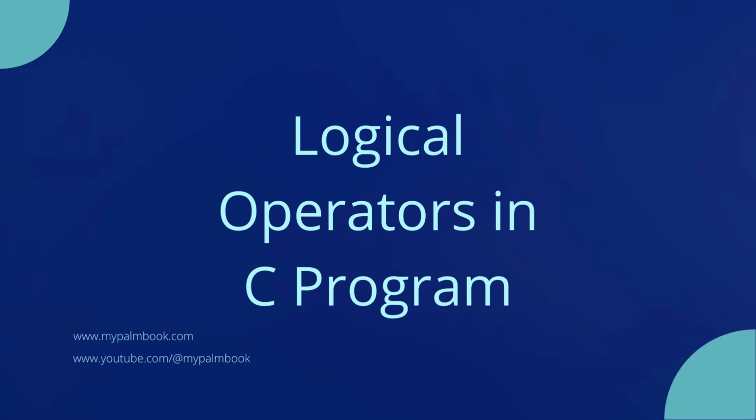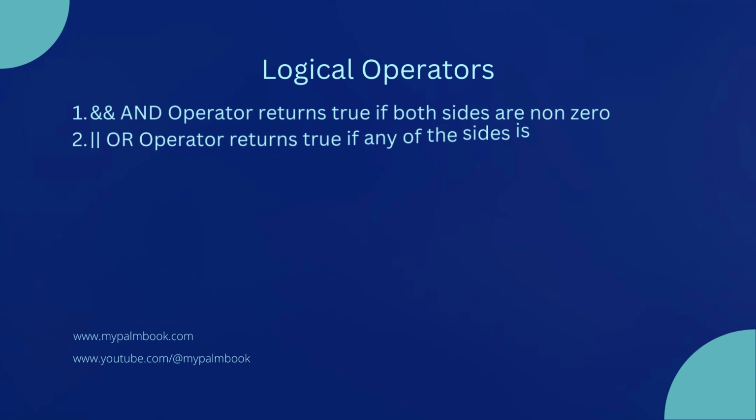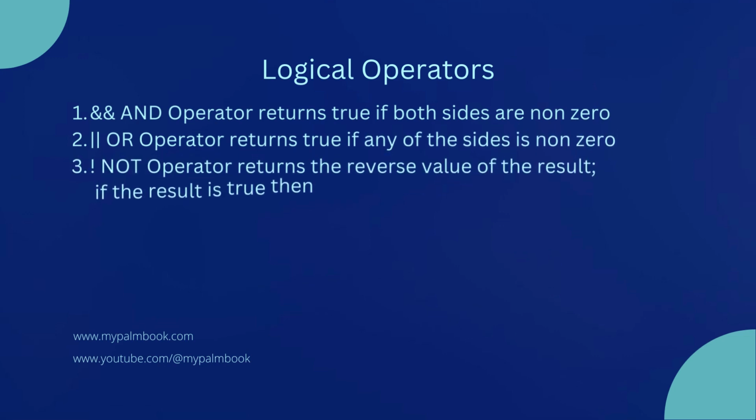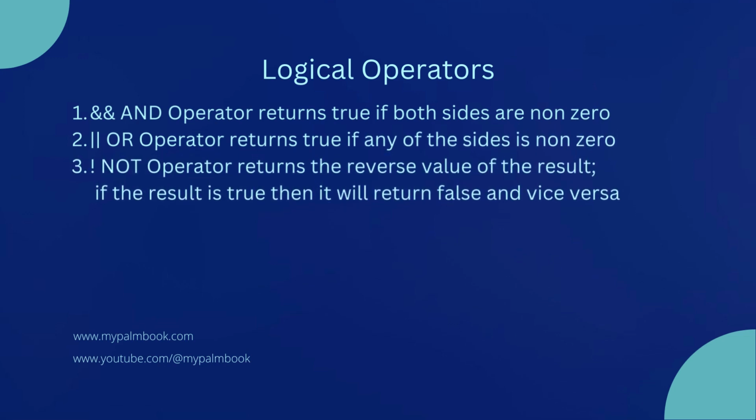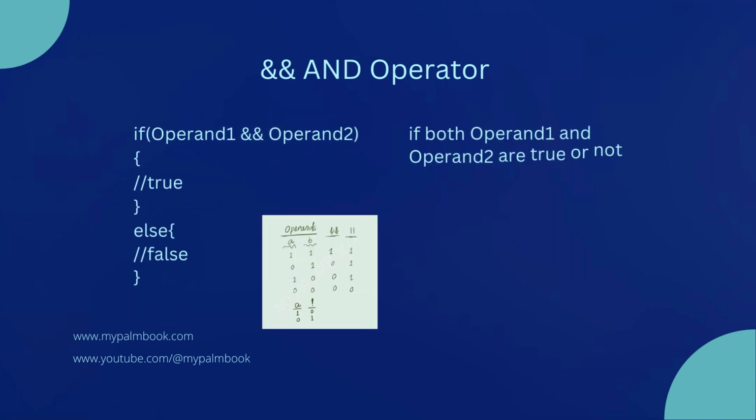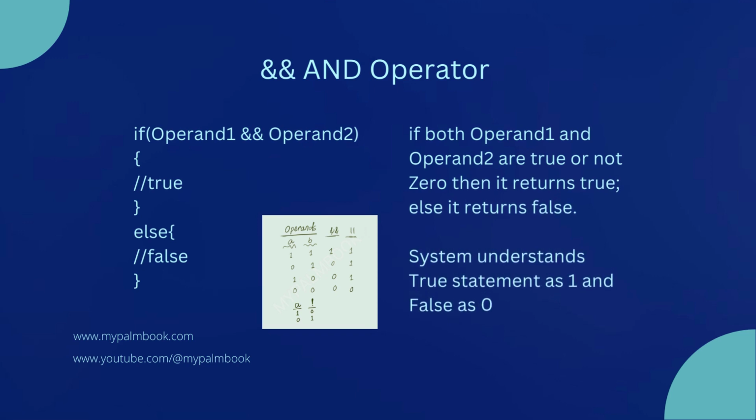Today we will discuss logical operators in C language. We have mainly three logical operators, that is AND, OR and NOT. What is AND operator? It compares both the operands and returns true if both the sides are non-zero or true.